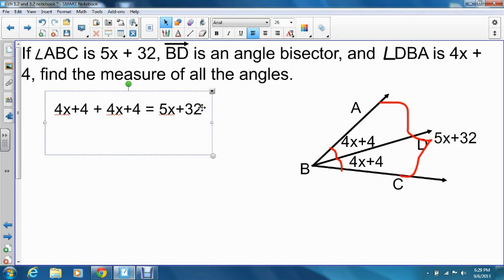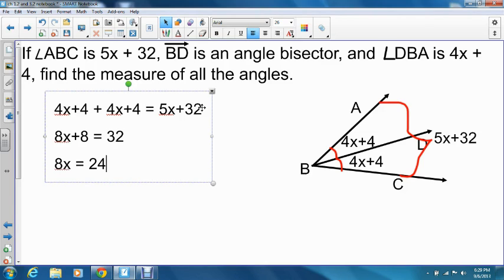All right, so I got my 4x plus 4x, that gives me 8x. Then I've got 4 plus 4, so plus 8 equals 32. I'm going to subtract 8 from both sides, so it gives me 8x equals 24. Finally, I'm going to divide both sides by 8, so I get x equal to 3. Okay, so I have my x equal to 3.